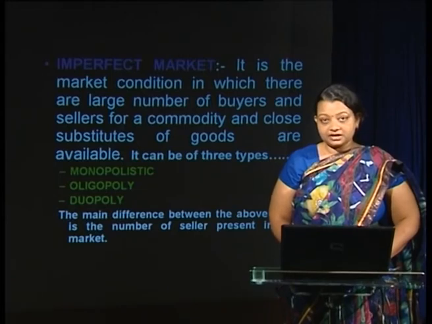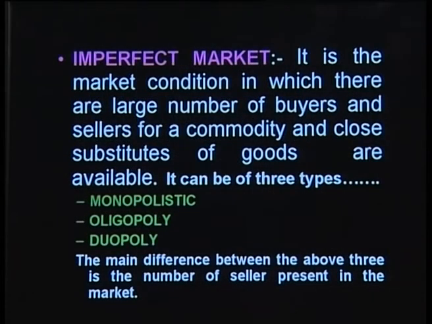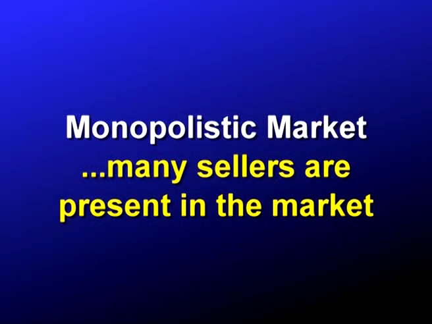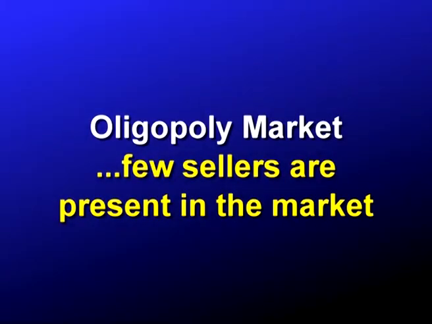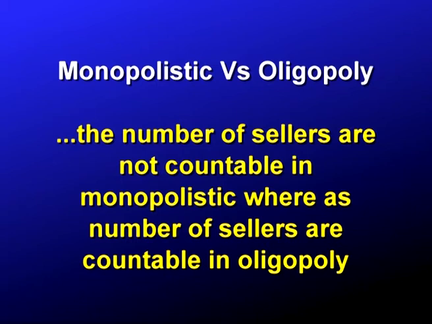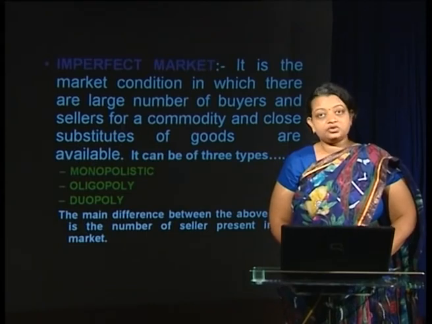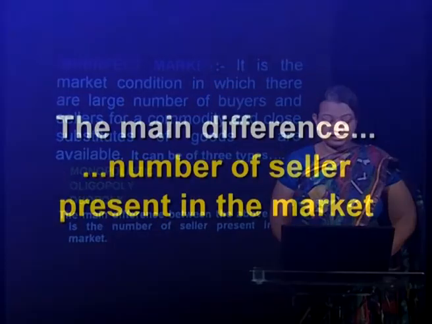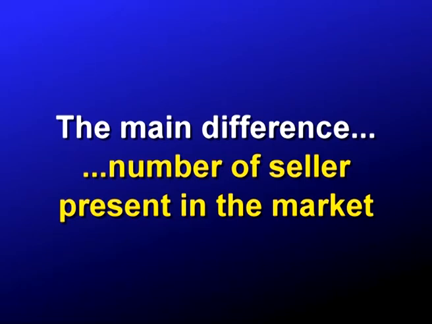On the basis of imperfect market, we can further divide them into three parts: monopolistic market, oligopoly market and duopoly market. The difference between these three markets can be made on the basis of the number of sellers. In monopolistic market, many sellers are present, whereas in oligopoly market, few sellers are present. The difference between monopolistic and oligopoly is that the number of sellers is not countable in monopolistic, whereas we can count the number of sellers in oligopoly. In duopoly, only two sellers are present. Therefore, we can say that the main difference among the above three markets is the number of sellers present in the market.